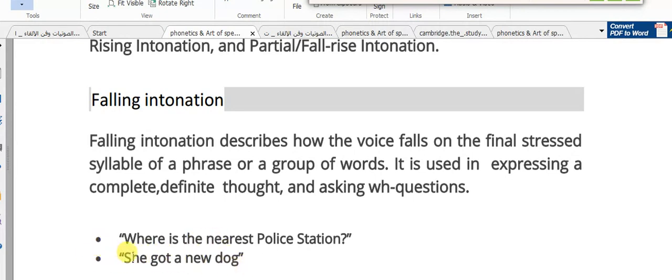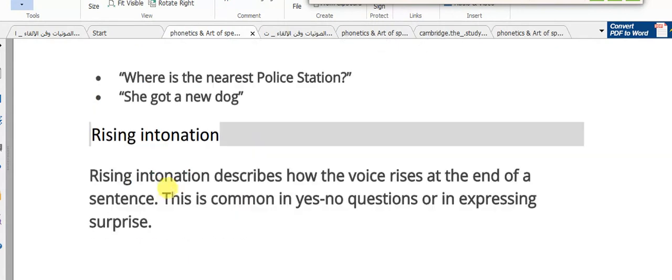She got a new dog. نشوف هنا نلاقي دايما في الاول going up intonation بعد كده في الاخر هنلاقي going down intonation او falling intonation.